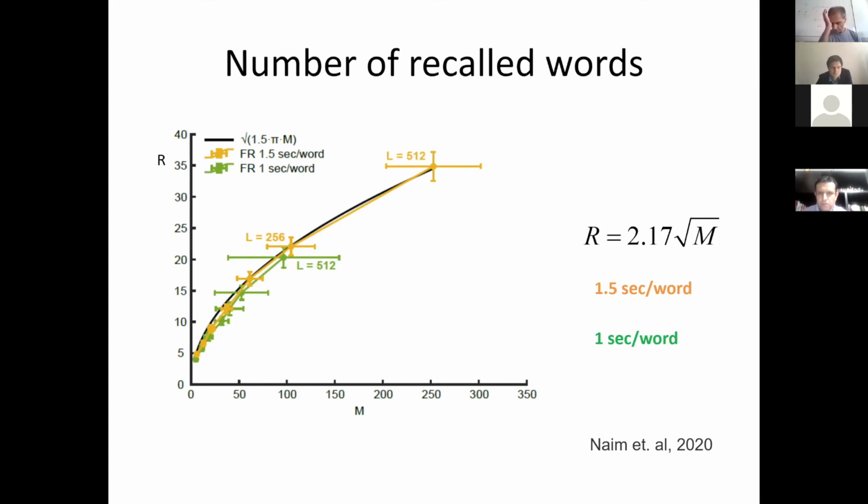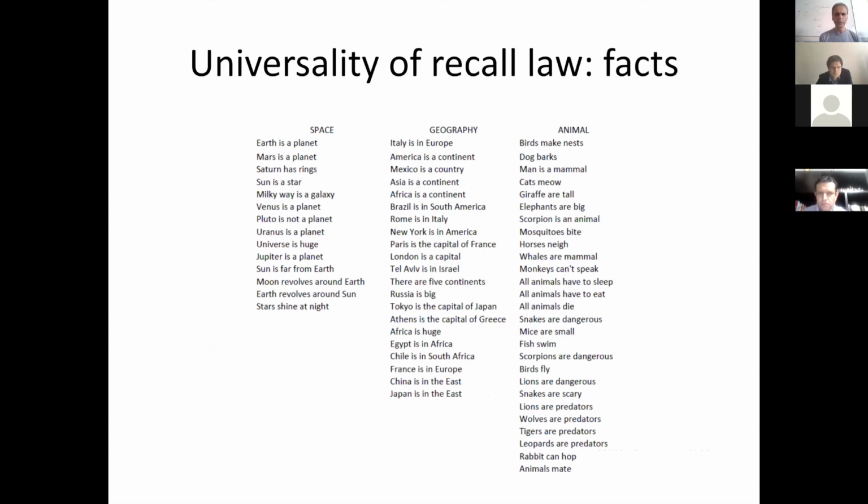One more experiment that we did is to see how general these results are, because the model is completely generic. It doesn't really assume anything about what kind of memories you have. So we did another experiment where instead of a list of words, we had a list of short sentences, which express well-known facts. These are some examples of these sentences, like Earth is a planet, Mexico is a country, etc. So we have a big table of these well-known facts.